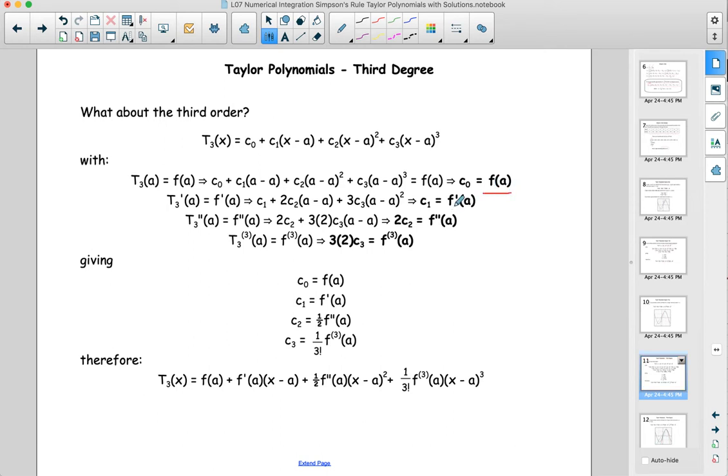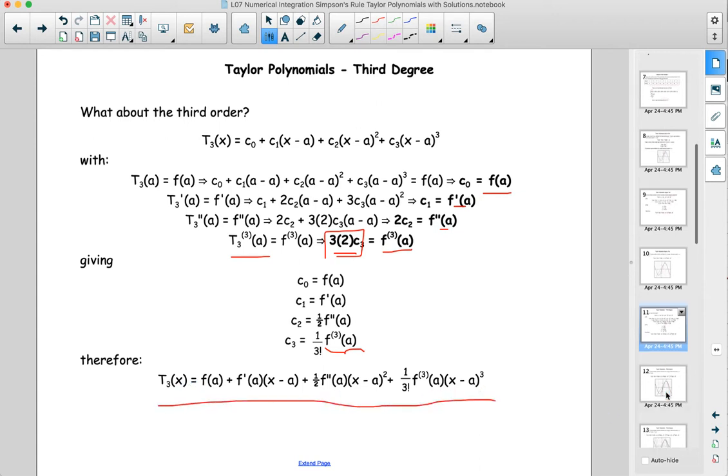We already knew what these two were. When you come out to the third derivative, you're going to end up with a 3 times a 2, and 3 times 2 times c subscript 3 should be equal to the third derivative at a, and that should be the same as the third order Taylor polynomial's third derivative at a. And if the third order Taylor polynomial becomes this, these two need to be equal to each other, and that's going to give us that c subscript 3 should be 1/3 factorial times the third derivative at a. So there's our third order, or third degree, Taylor polynomial. It's going to look like that.